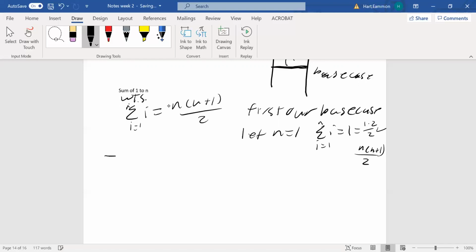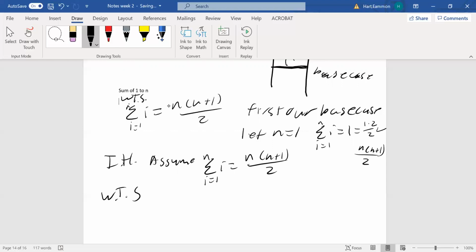Now we want to show our inductive hypothesis. So assume that the sum of i from i equals 1 to n of i is equal to n times n plus 1 over 2, and we want to show that that implies that the sum from i equals 1 to n plus 1 of i is going to be equal to n plus 1 times n plus 2 all over 2.